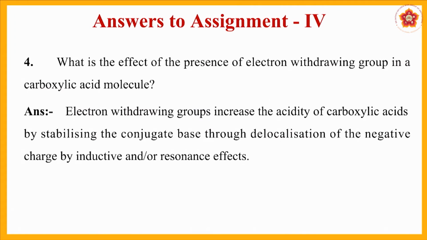What is the effect of the presence of electron withdrawing groups in the carboxylic acid molecule? This has already been discussed. If electron withdrawing groups are present, they will be able to stabilize the conjugate base, where they withdraw the electrons, and with the delocalization that happens, the negative charge which is generated will be more stabilized, which indicates that the H plus ion going out will be very easy, and the excessive presence of H plus ion determines that the compounds are more acidic in nature.